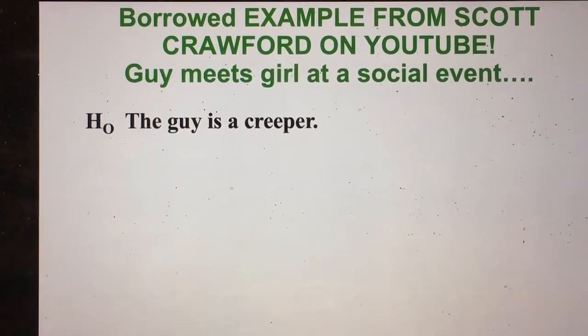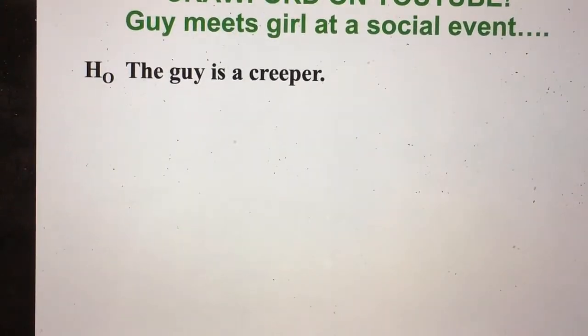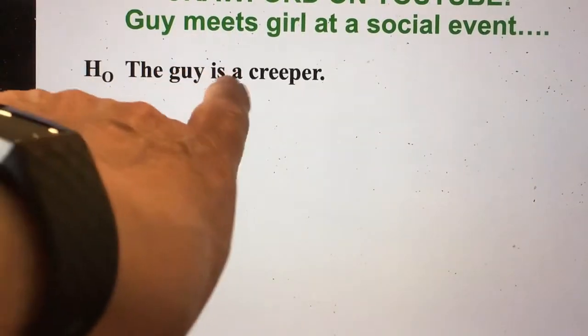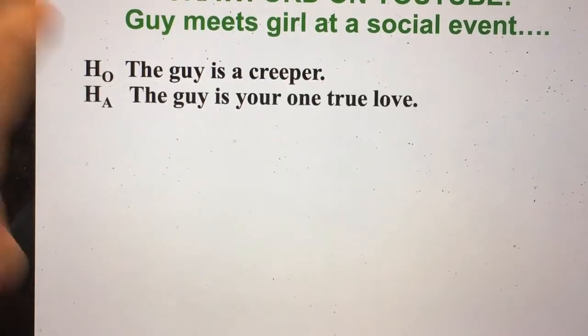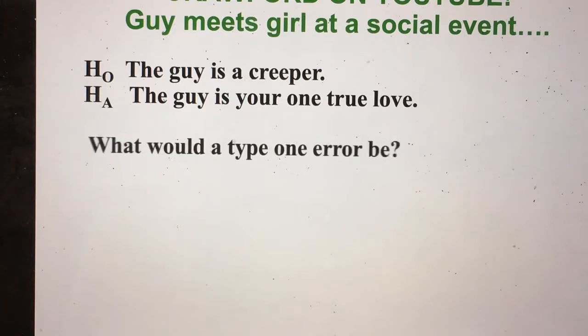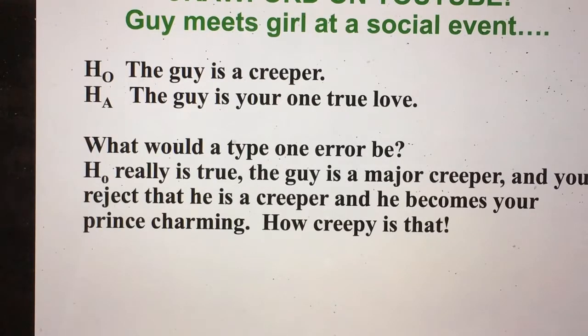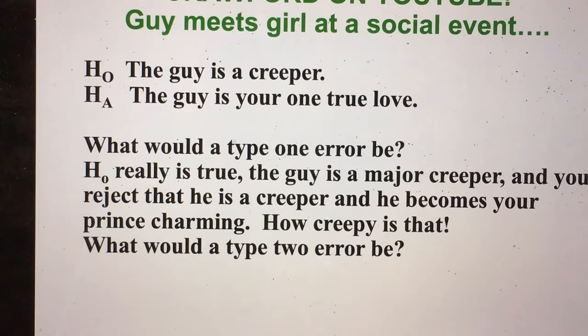Guy meets girl at a social event. H sub 0, the guy is a creeper. So guy equals creeper. H sub A, the guy is your one true love. What would a type 1 error be? Okay, H sub O really is true. The guy is a major creeper and you reject that he is a creeper and he becomes your Prince Charming. How creepy is that?